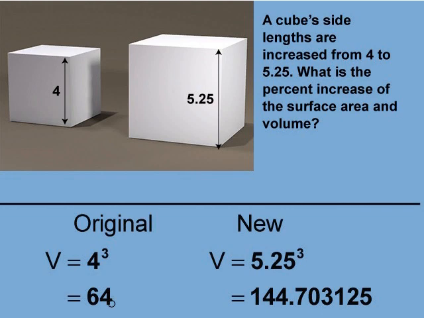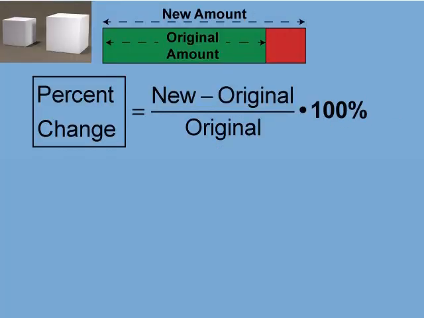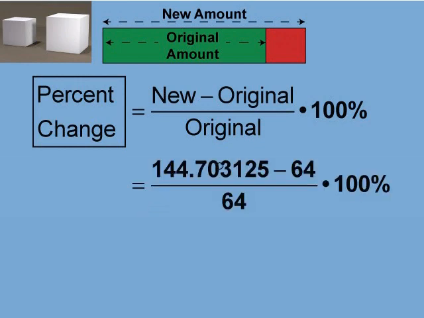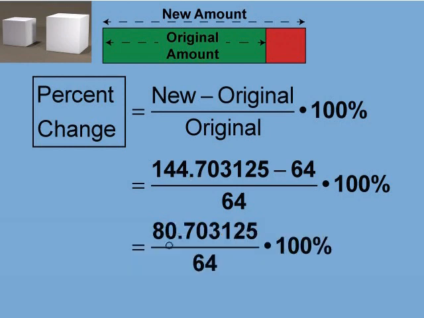The original volume is 64, and the new volume is 144.703125. Let's calculate the percent increase. The fractional change in the volume is shown here, and that fraction simplifies to this. The result is approximately 126.1%. And once again, a small change in the length of the side of the cube results in a dramatic increase in volume. In fact, the volume is more than double the original volume.